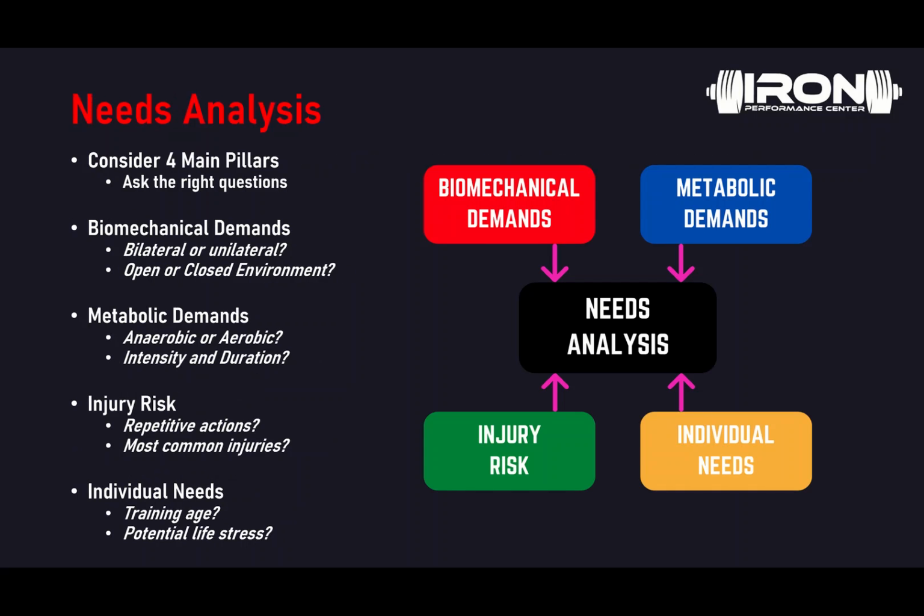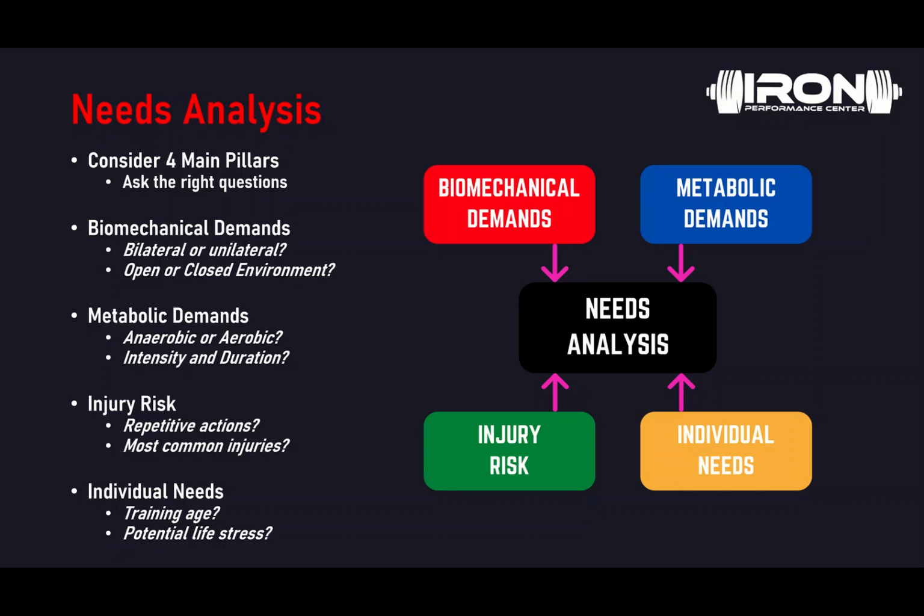So we'll talk about needs analysis first. We typically focus on four main pillars. As you can see, biomechanical demands in the red, metabolic demands in the blue, individual needs in yellow, and of course injury risk in green. Now, it really comes down to asking the right questions and having a critical thinking aspect of the sport, the athlete, and the environment you're working in.